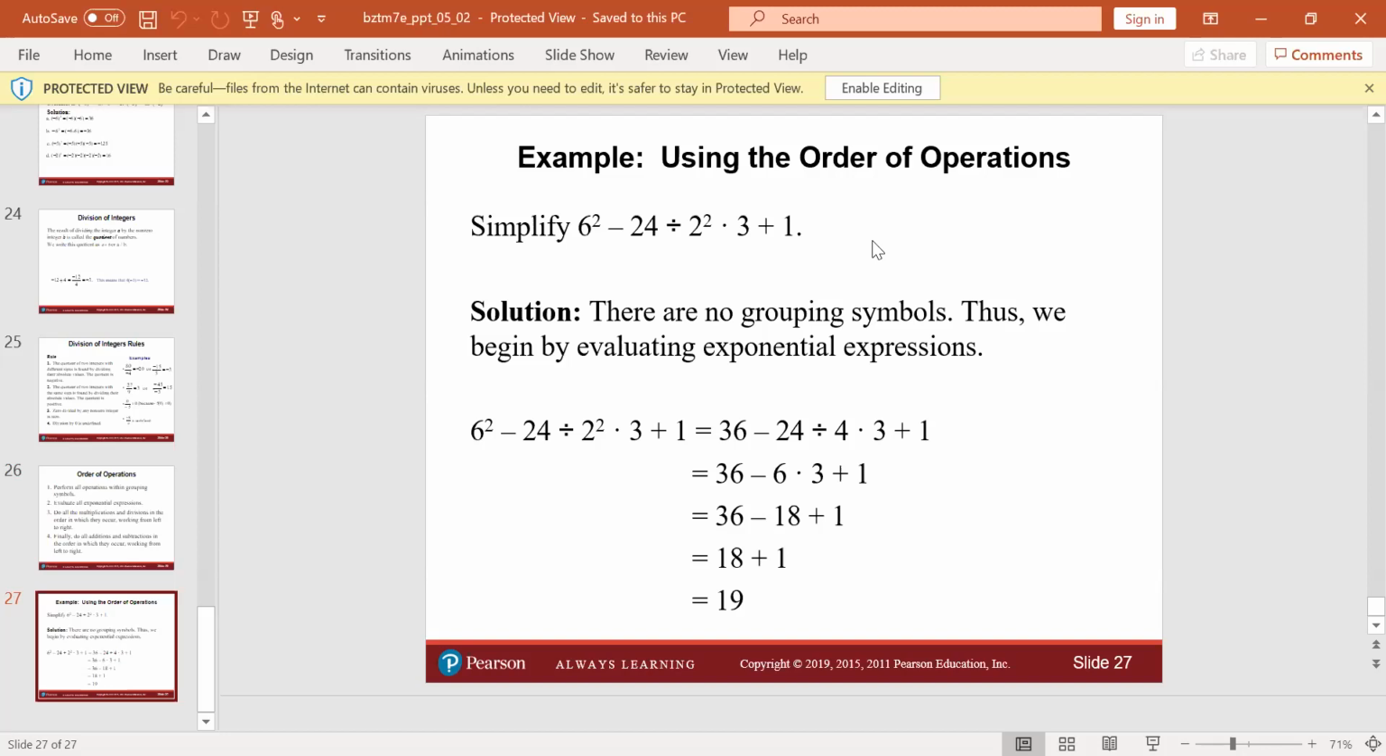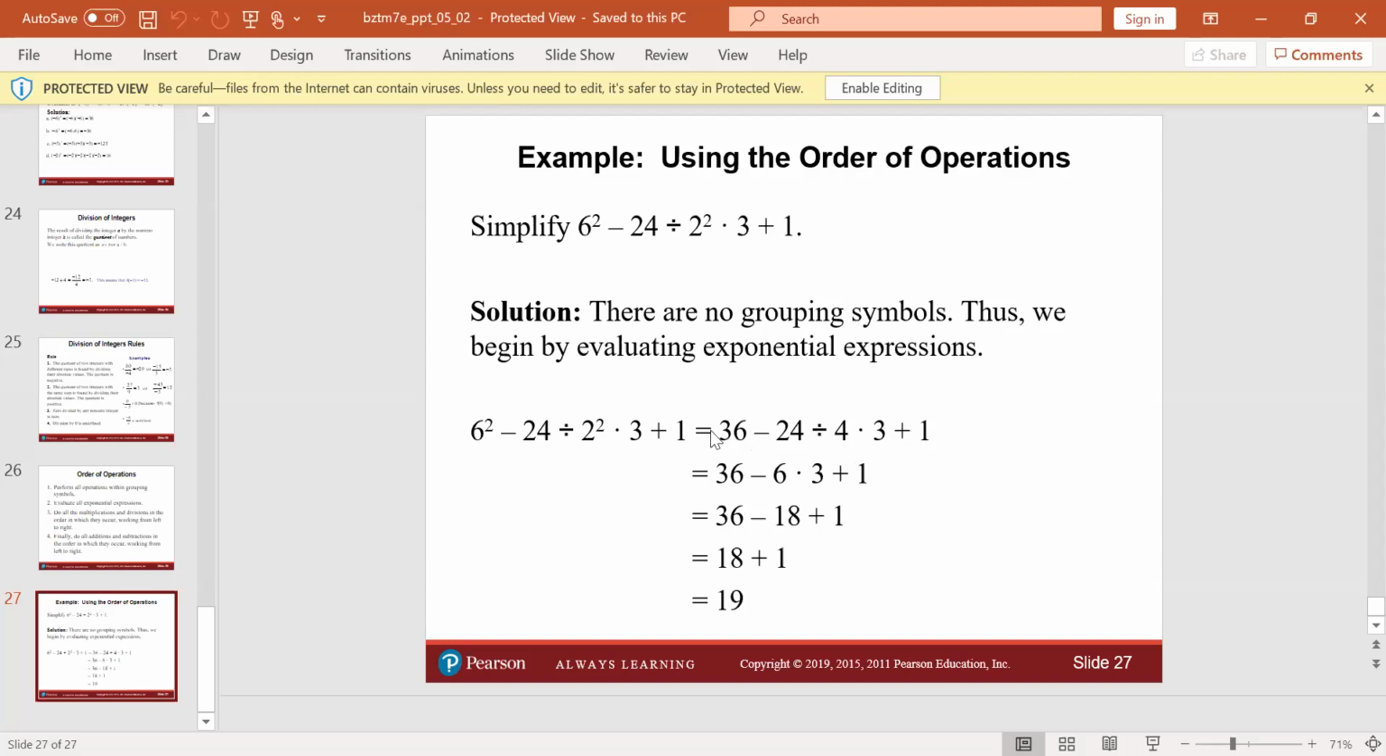The P is for parentheses. Do you see any parentheses in this particular example problem? No. So do you have to worry about the P in this one? No. In general, you would, but not here. So skip the P, go to the E, exponents. Do you see exponents in this problem? 2, exactly. I see this one here and this one here. I need to take care of those exponents first. The exponents happen first. This 6 squared became 36. 2 squared became 4.